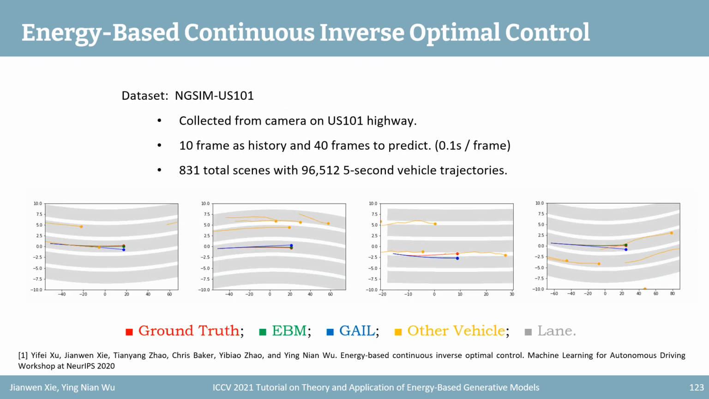Once the cost function is learned, trajectory prediction can be performed by Langevin sampling from the conditional distribution. Here are some example results of the trajectory prediction. The red dot represents the ground truth trajectory, and the green dot and the blue dot represent the result obtained by energy-based framework and GAIL, which is GAN-based baseline.